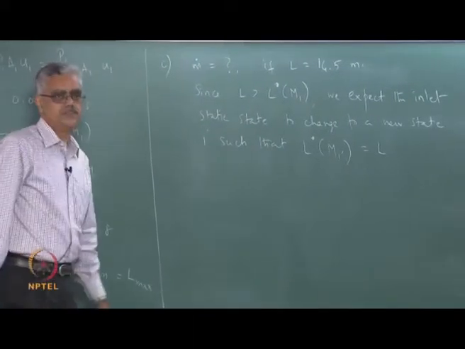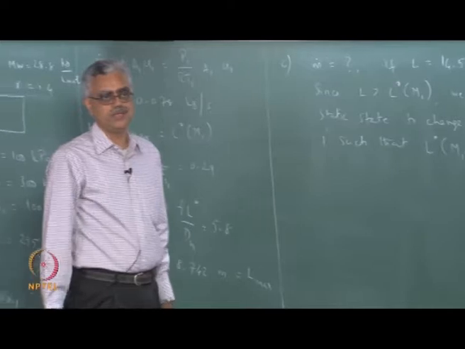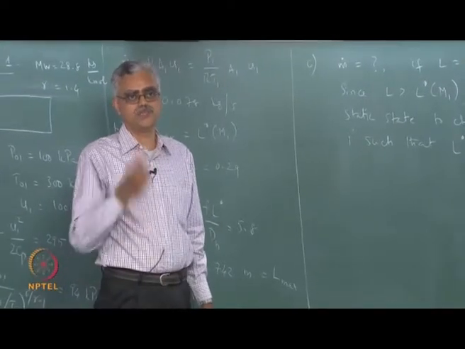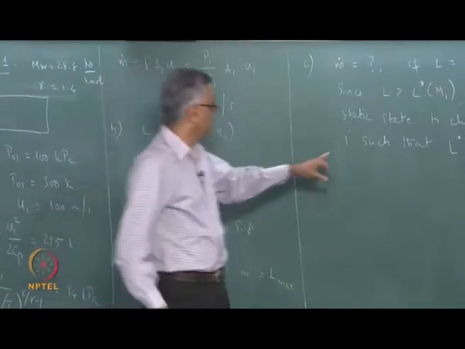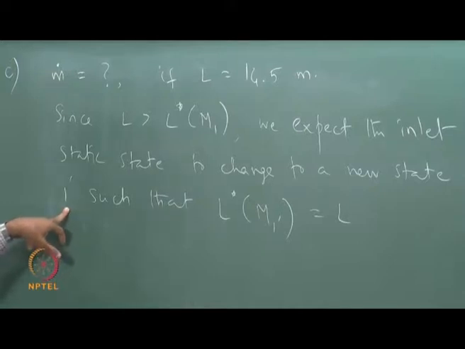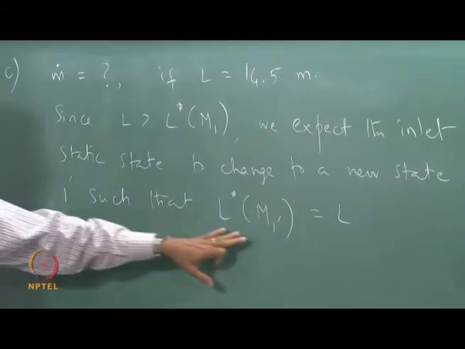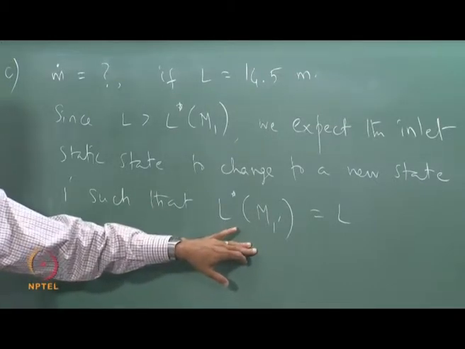And again, we have not been given any information about the exit pressure. If exit pressure is specified, then we need to determine an inlet static state which is such that the pressure at the exit of the duct matches the exit ambient pressure. Since nothing has been given, we will assume that it comes out at the sonic state. Okay.